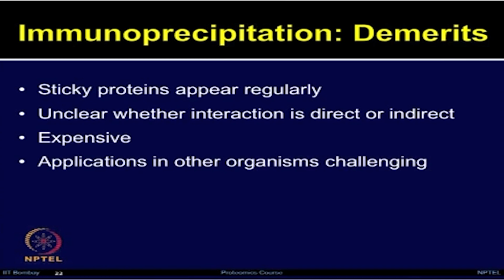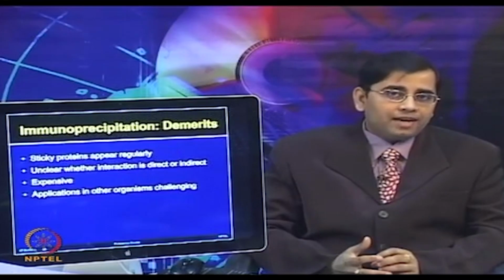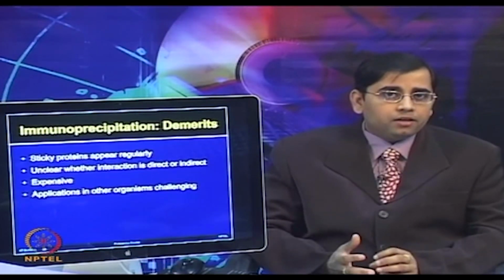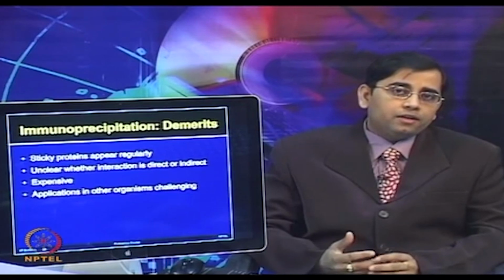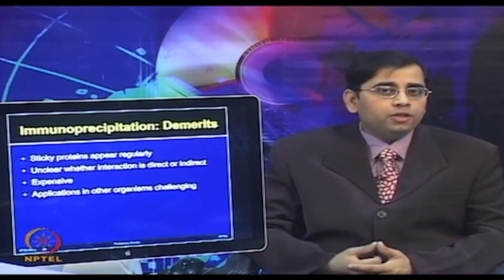It means few proteins which are specifically interacting with the target of interest will be isolated, as well as some sticky proteins which are adhered to the interacting proteins. It is unclear whether this interaction is direct or indirect, because the proteins which are directly interacting will bind, as well as those which are indirectly binding to the interacting proteins, and those will also be eluted.